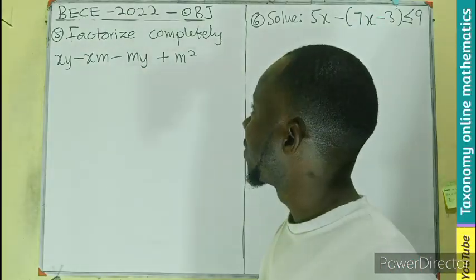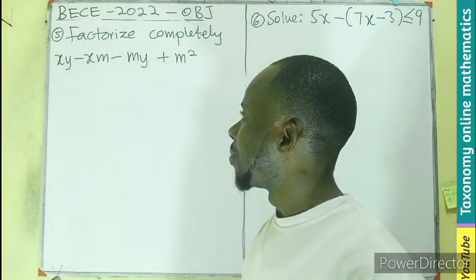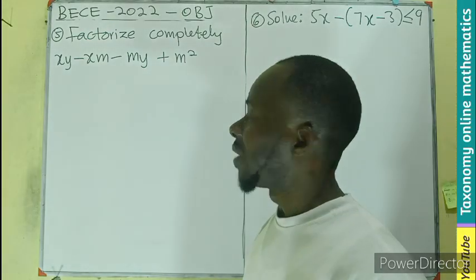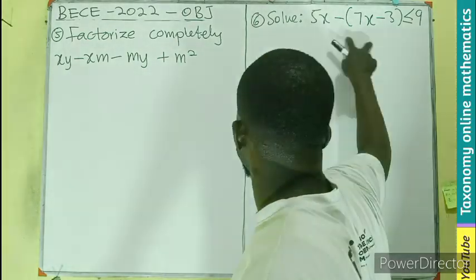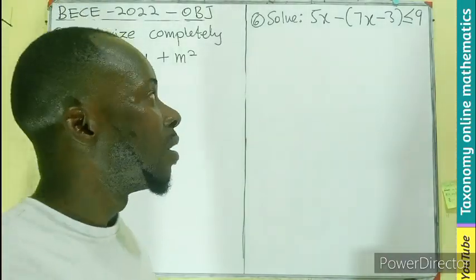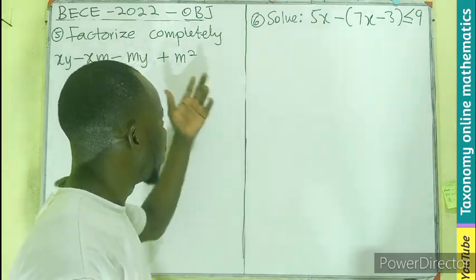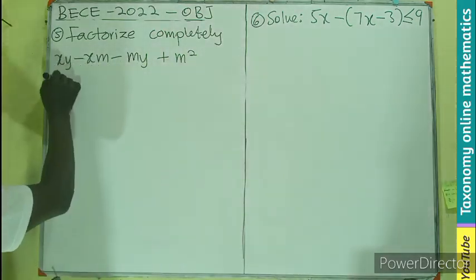We have to factorize completely xy minus xm minus my plus m squared. Then we solve the inequality 5x minus (7x minus 3) in a bracket less or equals to 9. So let's begin with the first one.